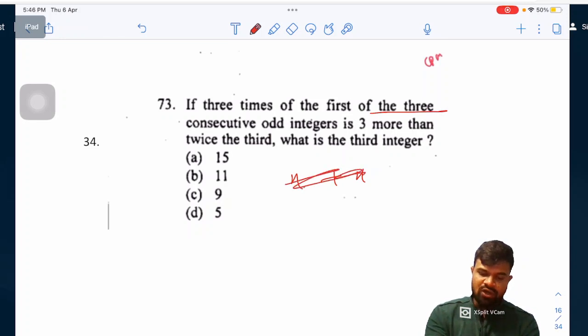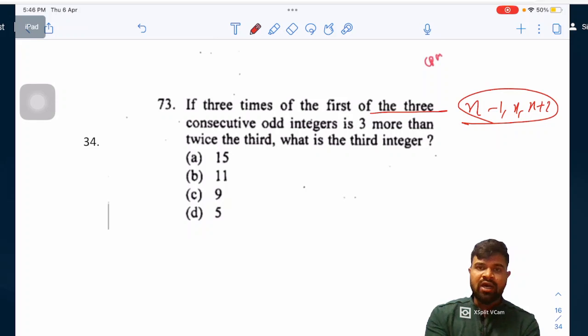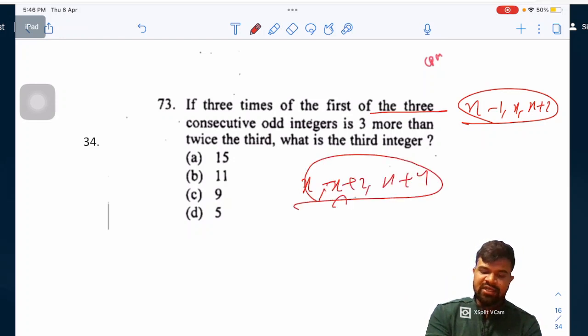How will you take consecutive odd integers? I already told you how to take consecutive integers: x, x plus one, x plus two. But odd integers are alternate integers. In that case, what we will do is take x, x plus 2, x plus 4. These will be the three consecutive odd integers.